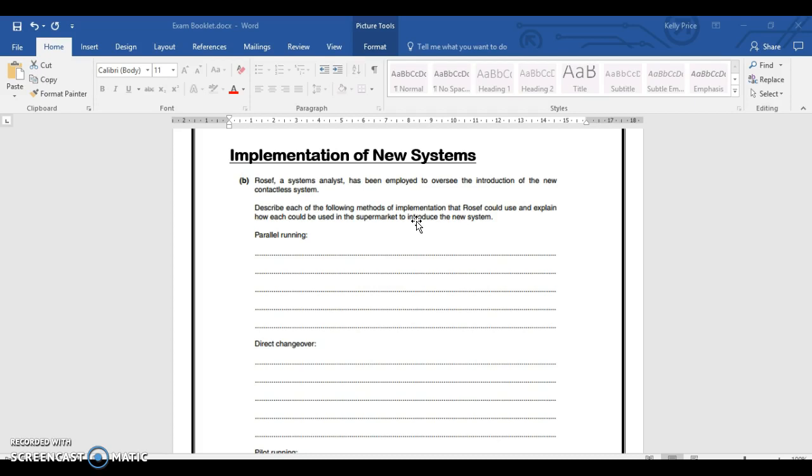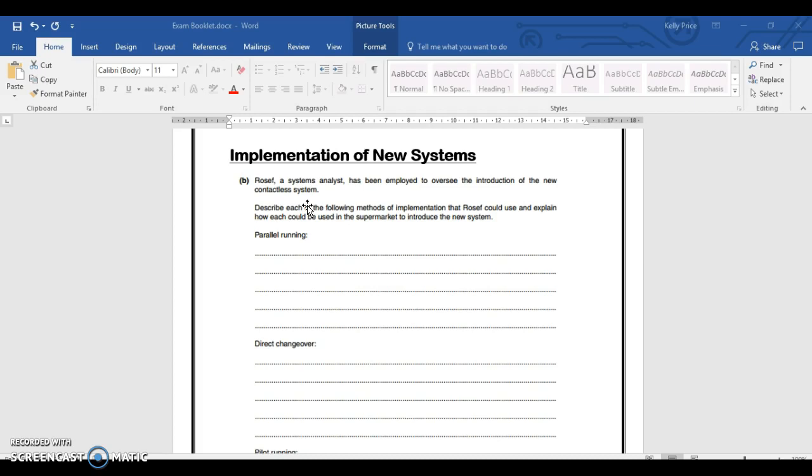Okay, so it says Rosef is a systems analyst and has been employed to oversee the introduction of a new contactless system. Okay, so that gives you a clue there as well. But obviously, if this was actually the AICT exam, which we're not doing, you would have read the scenario through first. It says, describe each of the following methods of implementation that Rosef could use and explain how the supermarket system can introduce the new system.